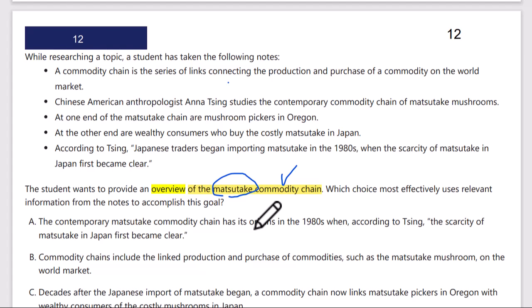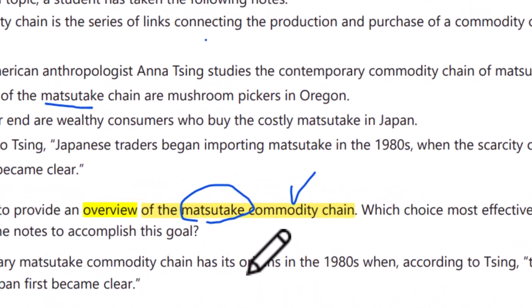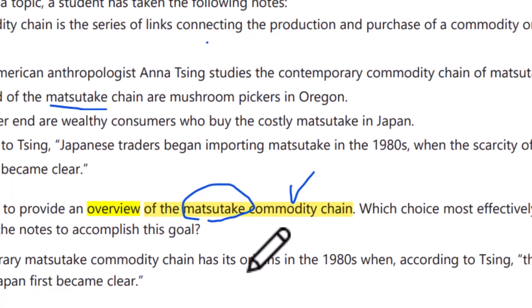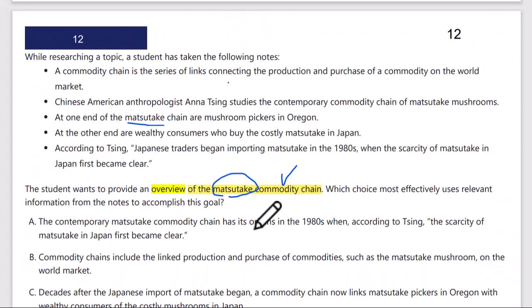At one end of the chain, the Matsutake chain, so now we're particularly talking about the commodity chain we need to summarize, are mushroom pickers in Oregon. So that's the first part. At the other end are wealthy consumers who buy the Matsutake mushrooms. That's the next part. According to Singh, Japanese traders began importing Matsutake in the 1980s when the scarcity of Matsutake in Japan became first clear. So this is another key aspect or point in the Matsutake chain.